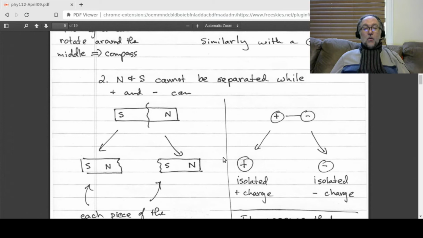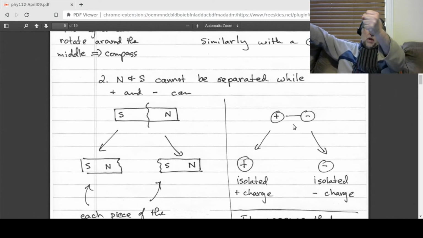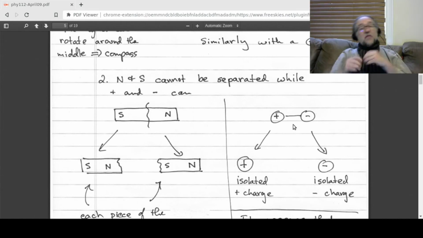Now with charges, yes, you can separate them. So like here I have a positive and a negative. We could go right down to the microscopic level. Say this is a hydrogen atom. A hydrogen atom is made up of one proton and one electron. Can you ionize a hydrogen atom? That is, can you take that electron, which is orbiting this proton, just kick it out and leave the bare proton there, and the electron is flying off? The answer is yes.